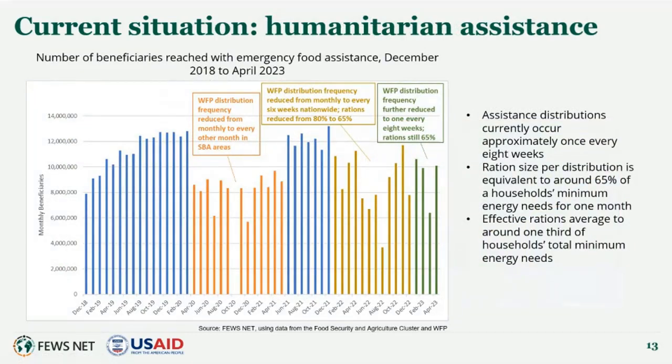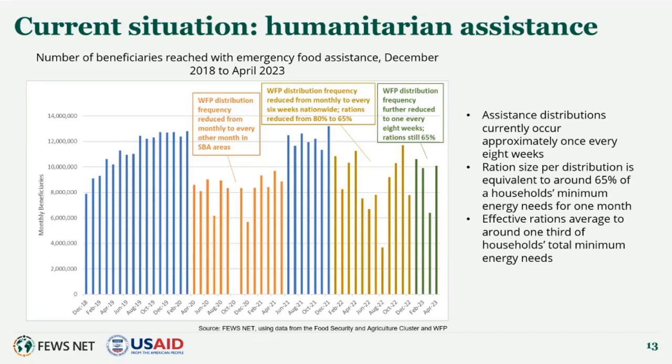And finally, turning to look at trends in humanitarian assistance provision. In Yemen, more than a third of the country's population has been receiving regular distributions of humanitarian food assistance for many years. And this graph illustrates some recent shifts in the scale of assistance provision since the end of 2018. And what this graph is actually showing is the number of beneficiaries reached with emergency food assistance per month as per available distribution reports. But we can see some shifts based on changes in frequency of assistance distribution over time.